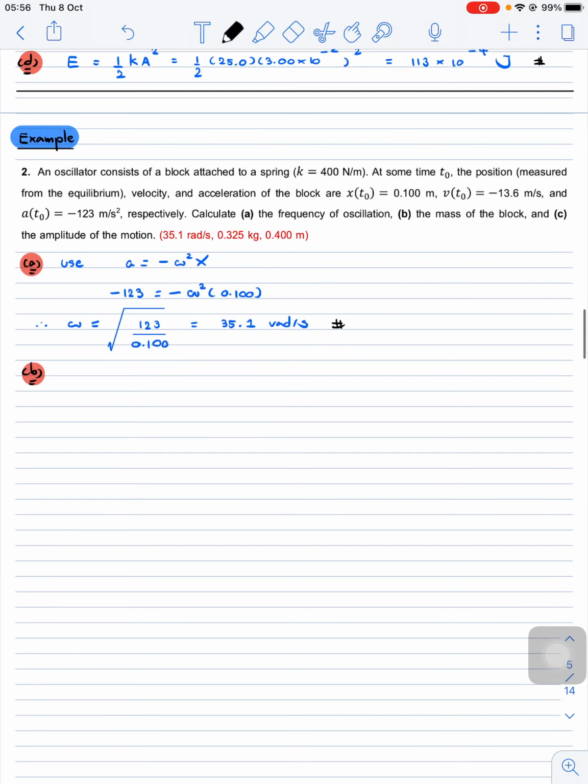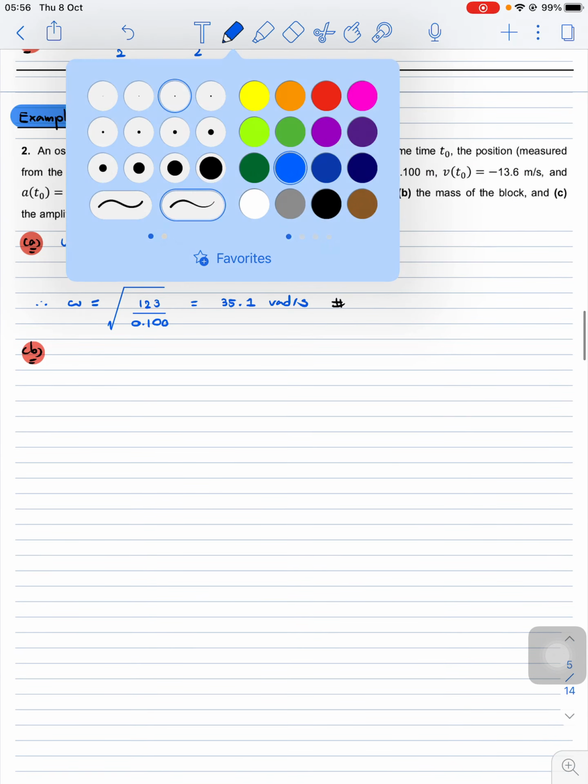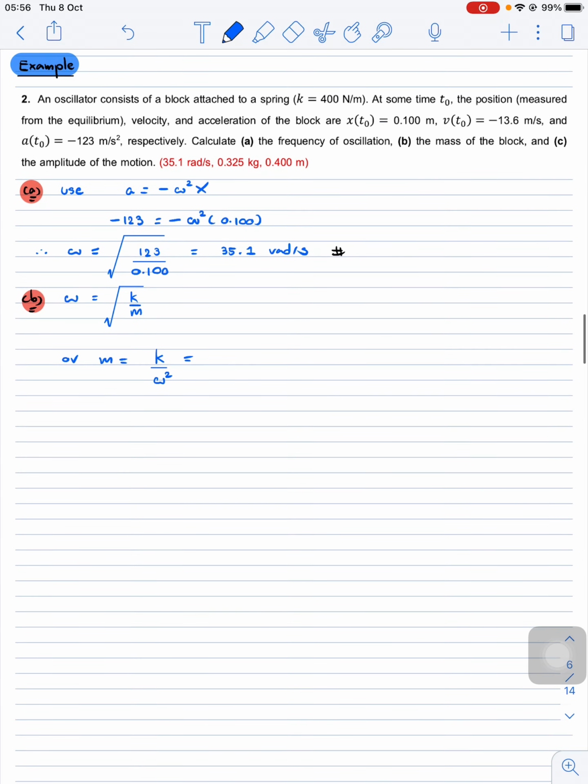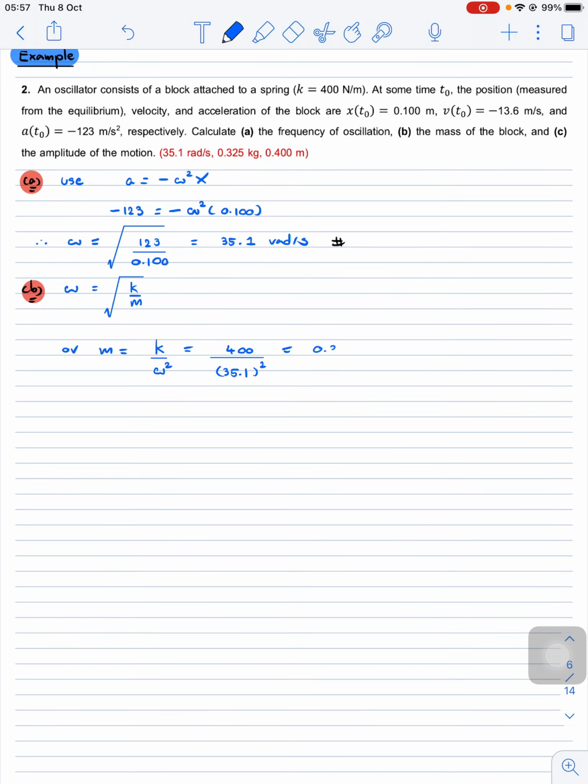Okay, now for part B, we need to find the mass of the block. So this is easy now, right? We can use omega equal to the square root of k over m. But now we need to find the mass, so we can just rearrange to get that m equal to k over omega squared. So let's plug in the numbers. The k is 400 and omega is 35.1, squared. Then the mass of the oscillator is just equal to 0.325 kilogram.